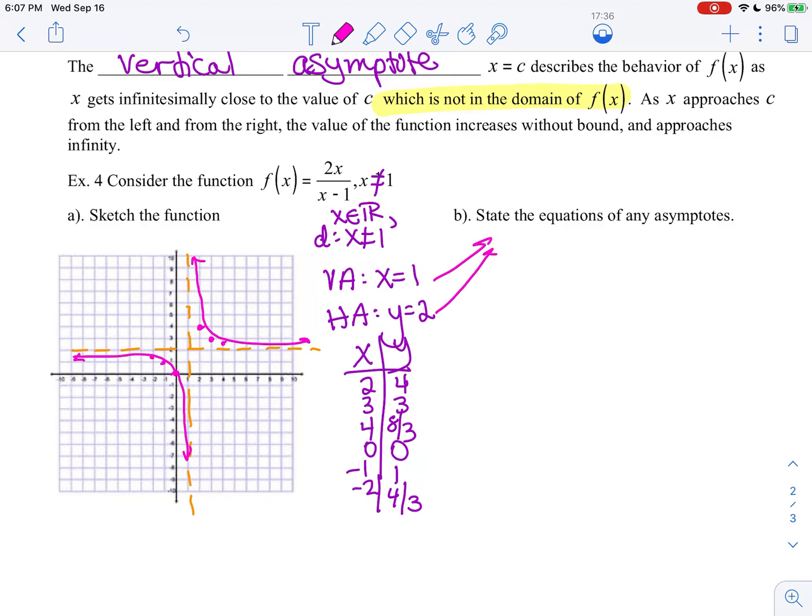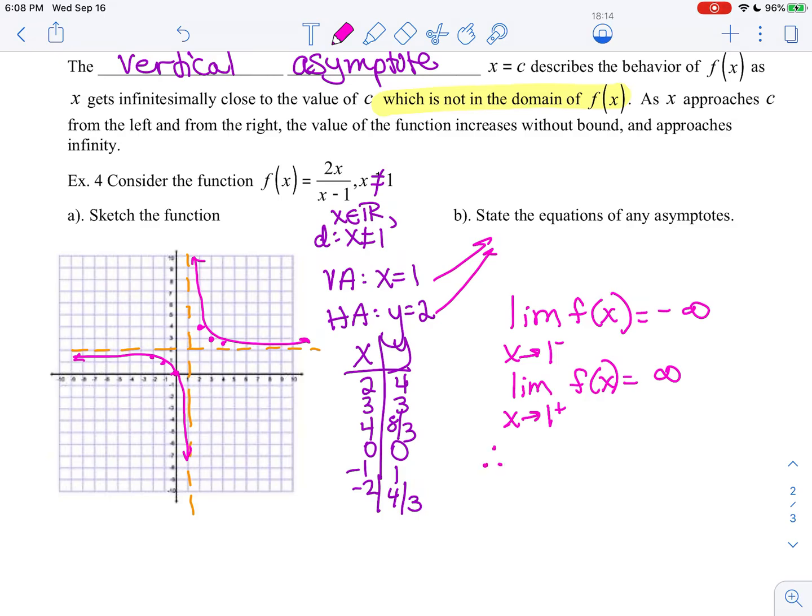So I have the equations of my asymptotes, and then let's go ahead and write down the limits, okay? So I have the limit as x approaches 1 from the left. And you can either write f of x or you can put the function in, 2x over x minus 1. And I've done like 2 one way and 2 the other. So as I come in from the left side, that's shooting down to negative infinity. The limit as x approaches 1 from the right would be positive infinity. Now we would say that the limit as x approaches 1 does not exist.